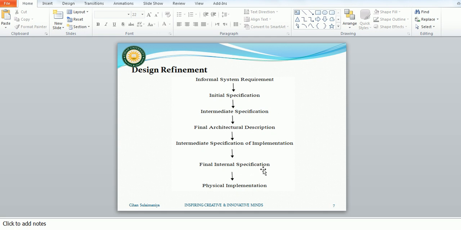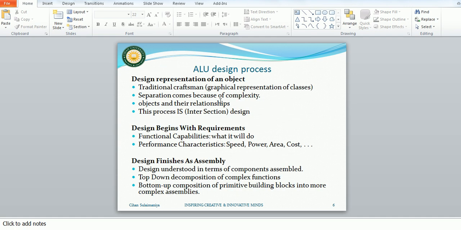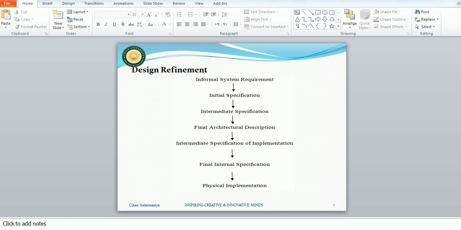Then the final internal specification: how you are going to link between these inputs and outputs, and how you are going to see the results. Then you get the equipment. So this is physical implementation, when you get the equipment and link between the input and output. That's what we are going to focus on. This is the flow chart of design refreshment of an object. Now let's go for an example.